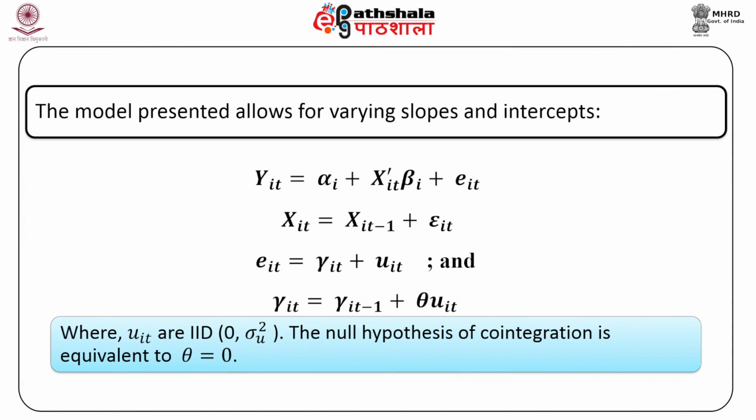YIT is equal to alpha I plus x dash IT beta I plus EIT. XIT is equal to XIT minus 1 plus epsilon IT. EIT is equal to gamma IT plus mu IT, and gamma IT is equal to gamma IT minus 1 plus theta mu IT, where mu IT are IID with zero mean and sigma square mu variance. The null hypothesis of co-integration is equivalent to theta is equal to 0.